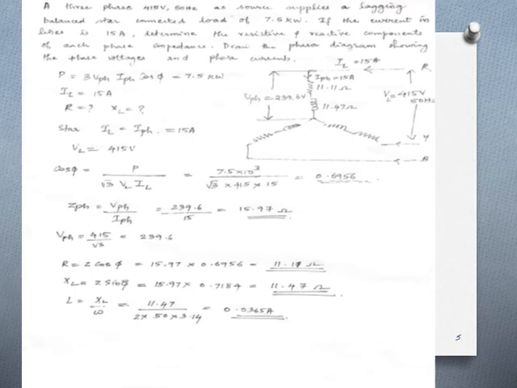ZPH, that is V phase divided by I phase, is 239.6 divided by 15, that is 15.97 ohm. The phase value you will get by dividing VL by root 3. 415 divided by root 3 is 239.6 volts.